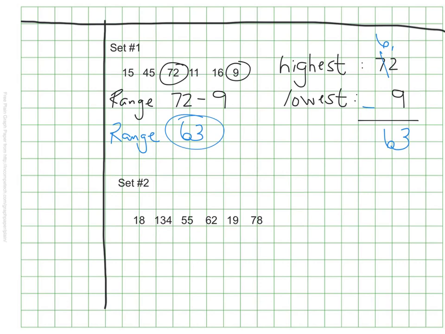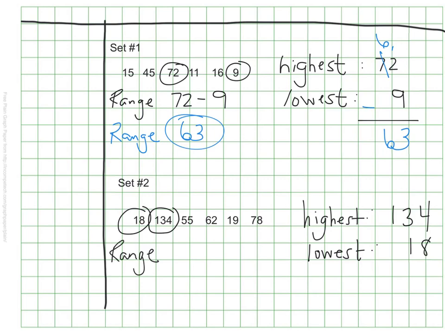Let's do the same thing for the second one. Go ahead and pause and calculate if you haven't done so already. Hopefully we all agree that the highest number in this set was 134 and the lowest was just 18. So again, we can write the range just that way and say that the range spans from a high of 134 all the way down to 18, or we can go ahead and do the calculation. So I'm just going to borrow here and subtract, and I'll see that the range spans a distance of 116 numbers.